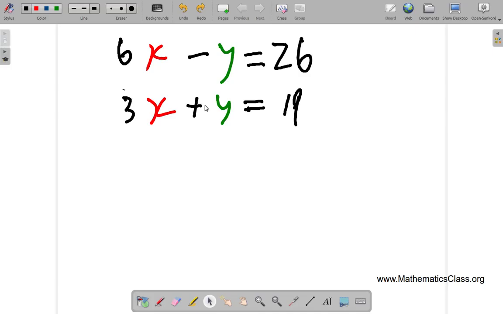Okay, we're continuing to look at solution of simultaneous equations using elimination. So let's see how this one would work. Let's say this is equation 1 and this is equation 2.